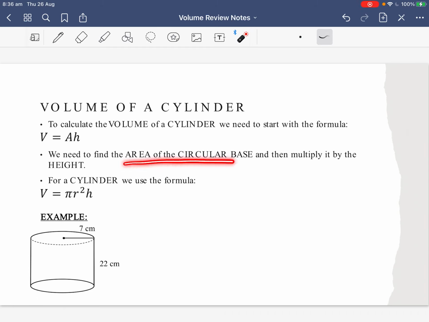For the volume of a cylinder, we again start with the formula V equals AH, and we need to find the area of the circular base and then multiply it by the height. So our circular base is pi r squared, which is how we find the area of our circle, and then we have our height. So for a cylinder, we use the formula V equals pi r squared h. So for this example, we're going to write out our formula V equals pi r squared h. Then on my diagram, I'm going to label my radius, which is 7, and my height, which is 22.